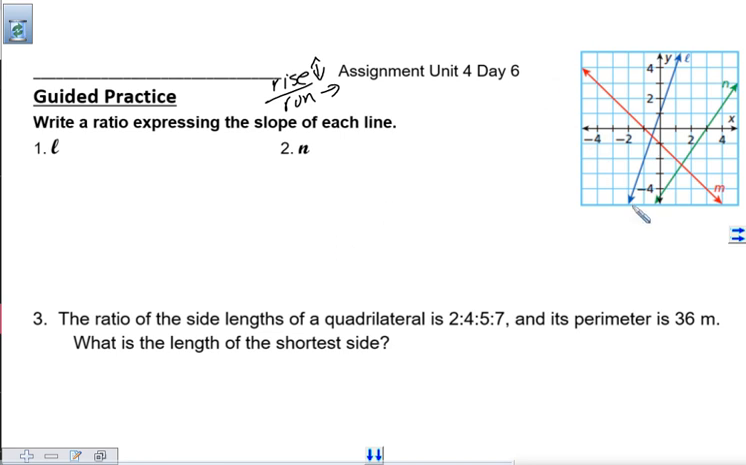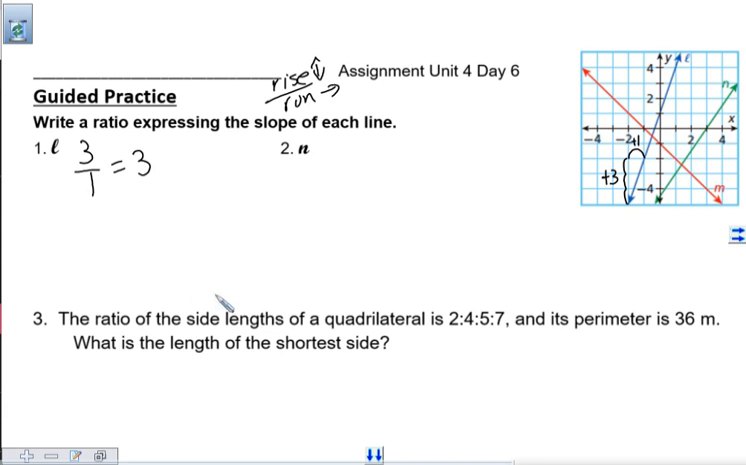So on L, how far up are we going? Up 3. And over how many? 1. So that's 3 over 1. And what's that reduced to? 3.